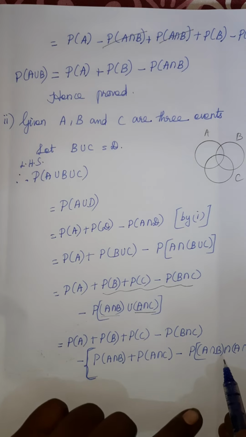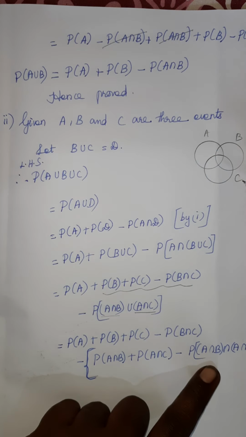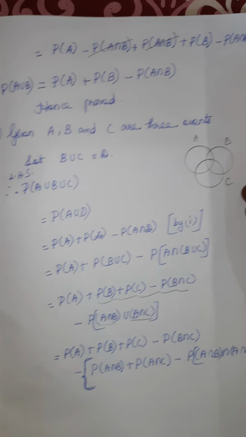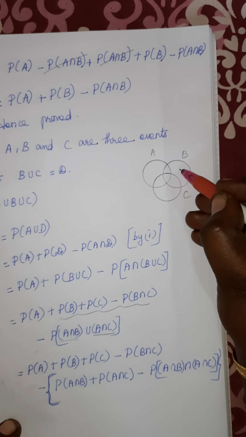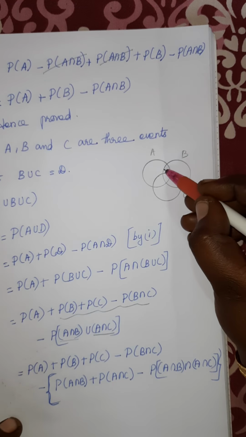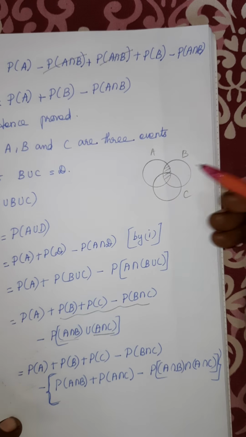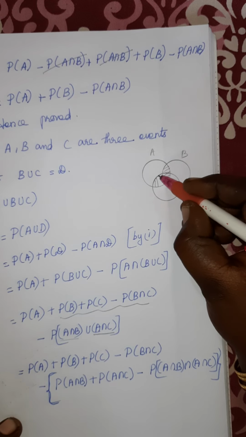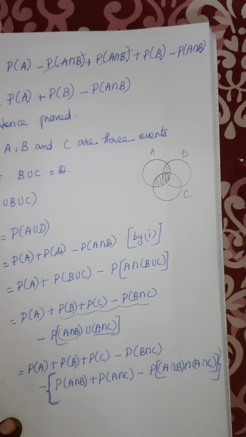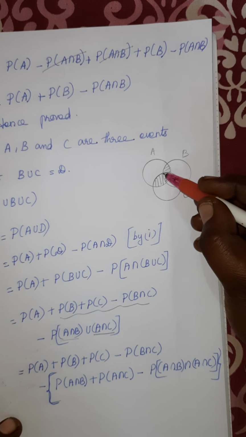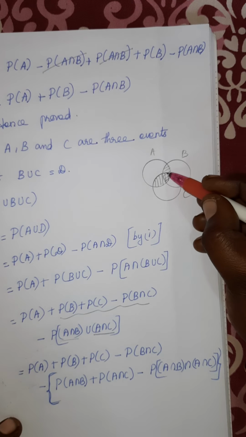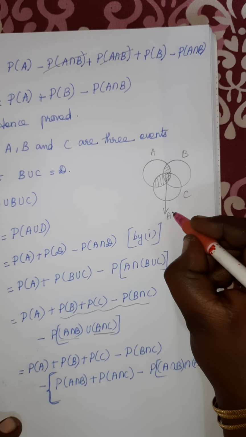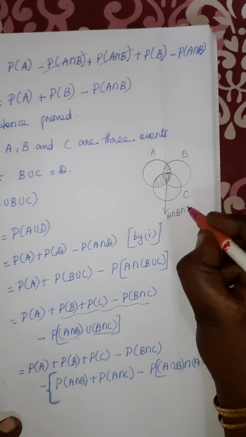In this situation we need the Venn diagram. You see what is A intersection B? This is A. See the Venn diagram, A, B, C. What is A intersection B? This is A intersection B. Am I correct? Then what is A intersection C? This is A intersection C. Is it? Now, what is the common part? This is the common part. What is this common part? It is A intersection B intersection C.